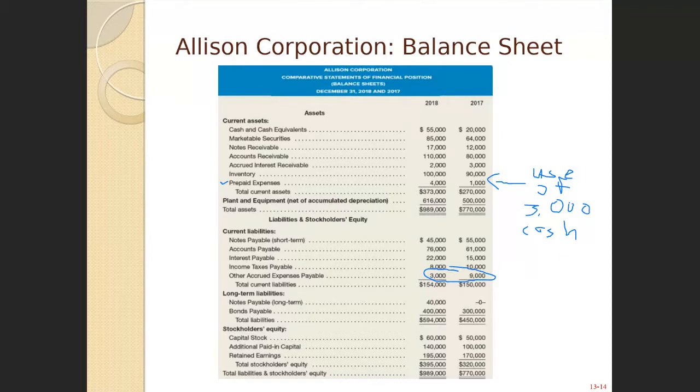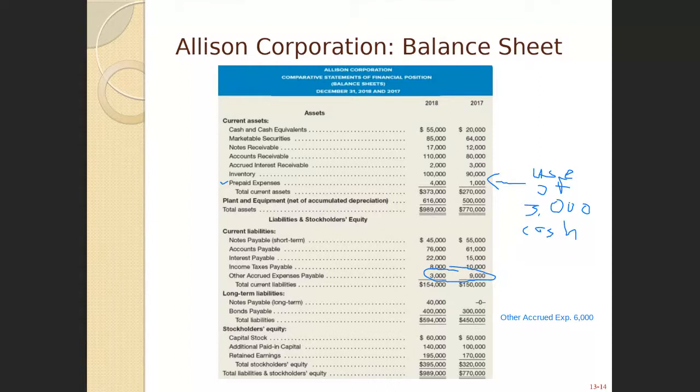So here, let's think about it. How is an account payable decreased? The only way an account payable is decreased is that you're going to debit that account. It has a credit balance. So other accrued expenses, that account is going to be debited for the amount that we see decreasing here, which is $6,000. And then what account is going to be credited when other accrued expenses is debited? How do I pay off a payable? What do I have to use? I have to use cash.